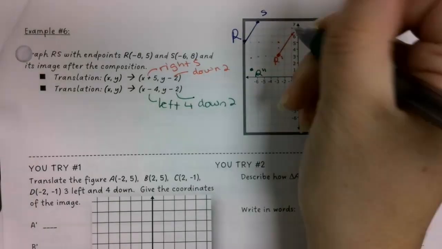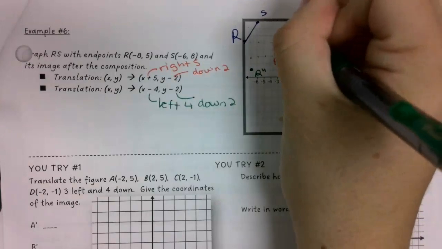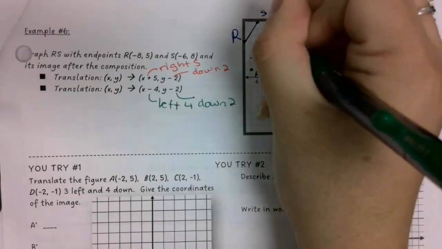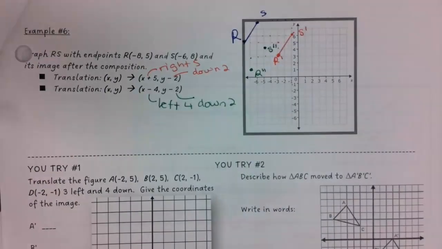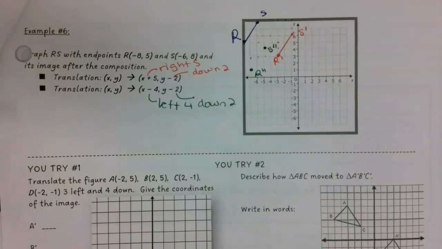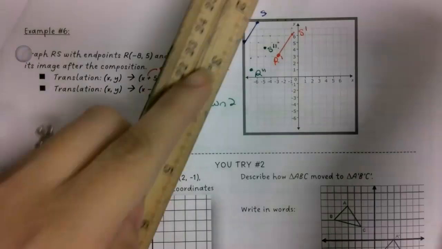Okay, then I'm going to do the same thing for the S. I'm going to go left 4, and then down 2. And again, I think it's the double apostrophe. So I'm going to go ahead and just connect my points.